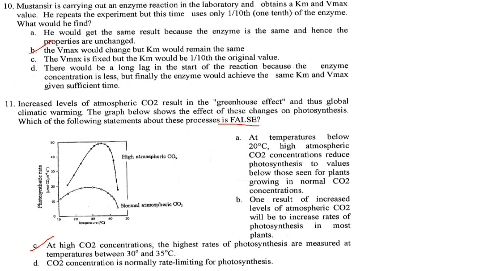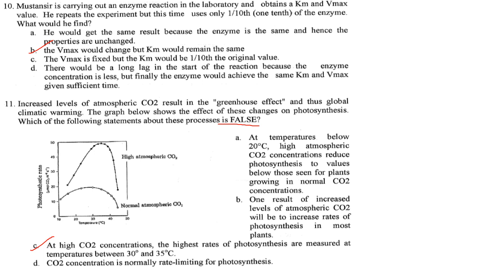So the answer here is option 2. That is the Vmax would change but Km would remain the same. Then next one. Increased levels of atmospheric carbon dioxide results in the greenhouse effect and thus global climatic warming. The graph below shows the effect of these changes on photosynthesis. Which of the following statements about these processes is false?